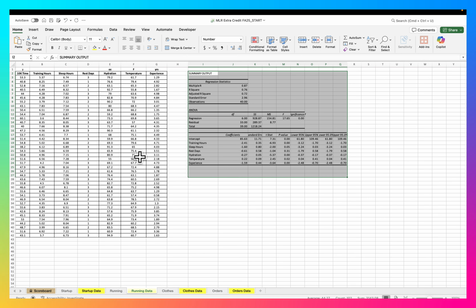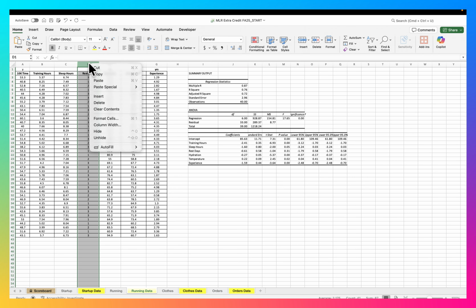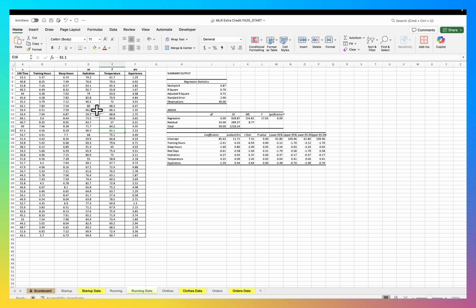So we come back to our model, and we've got to get rid of rest days. That's right in the middle, so we'll delete that column. And by the way, another way to do this instead of deleting columns would be to copy it again and then delete the column there so you don't remove your original data, but try to make this as easy as possible.